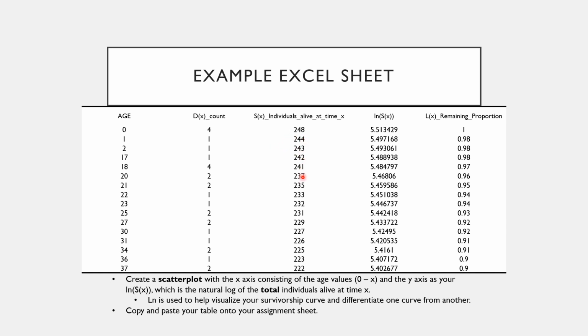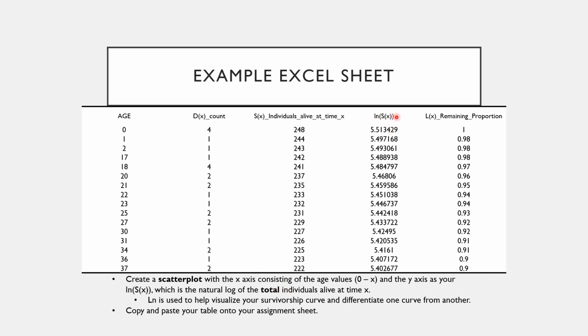And you'll keep doing that down until you calculate all the S of x for all the ages present within your data set. So it's always just going to be that previous S of x minus that previous D of x. That's all you're going to have to worry about to calculate these values.